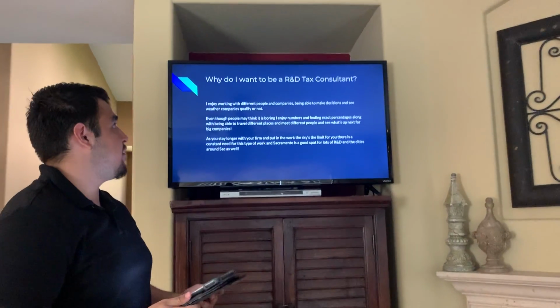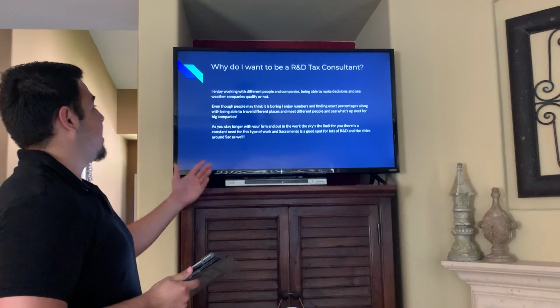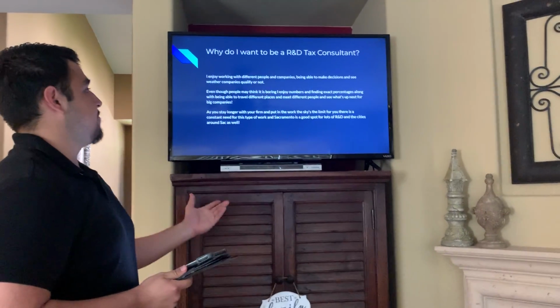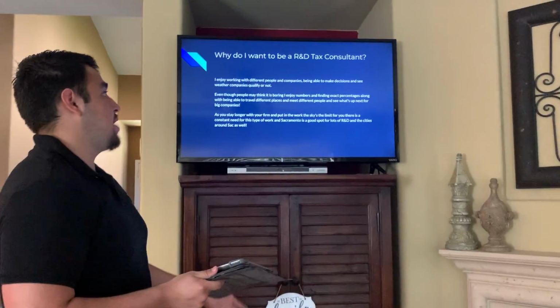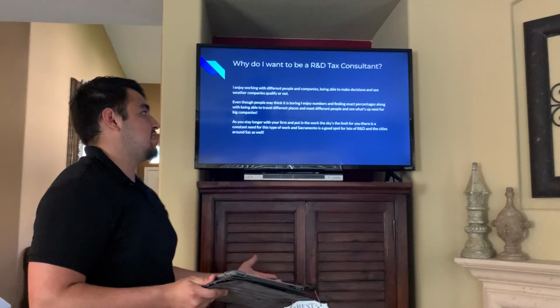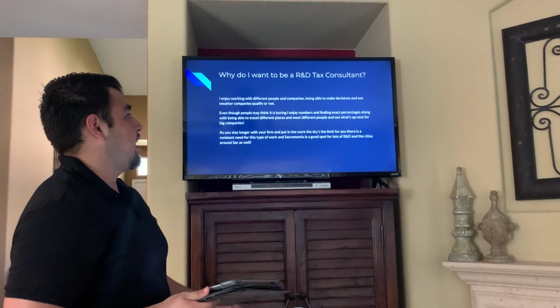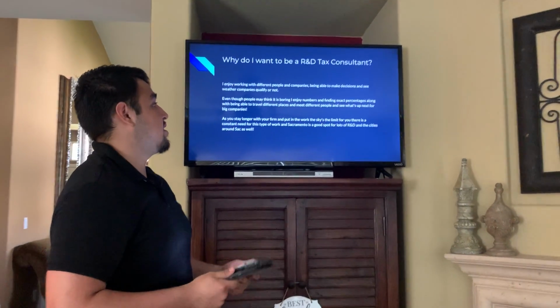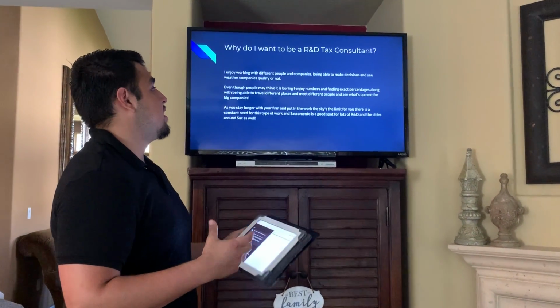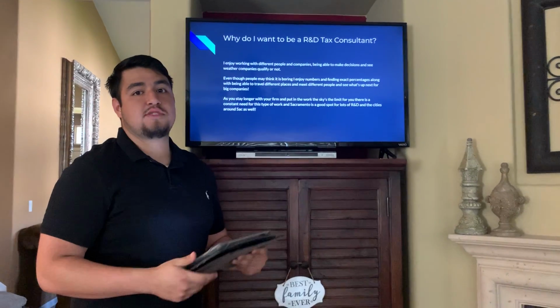So it's very interesting. And as you stay longer with your firm and if you put in the right work, the sky's the limit for you in the R&D tax world. There's always a constant need for this type of work. And Sacramento is a good spot for lots of R&D, and the city around Sacramento as well.